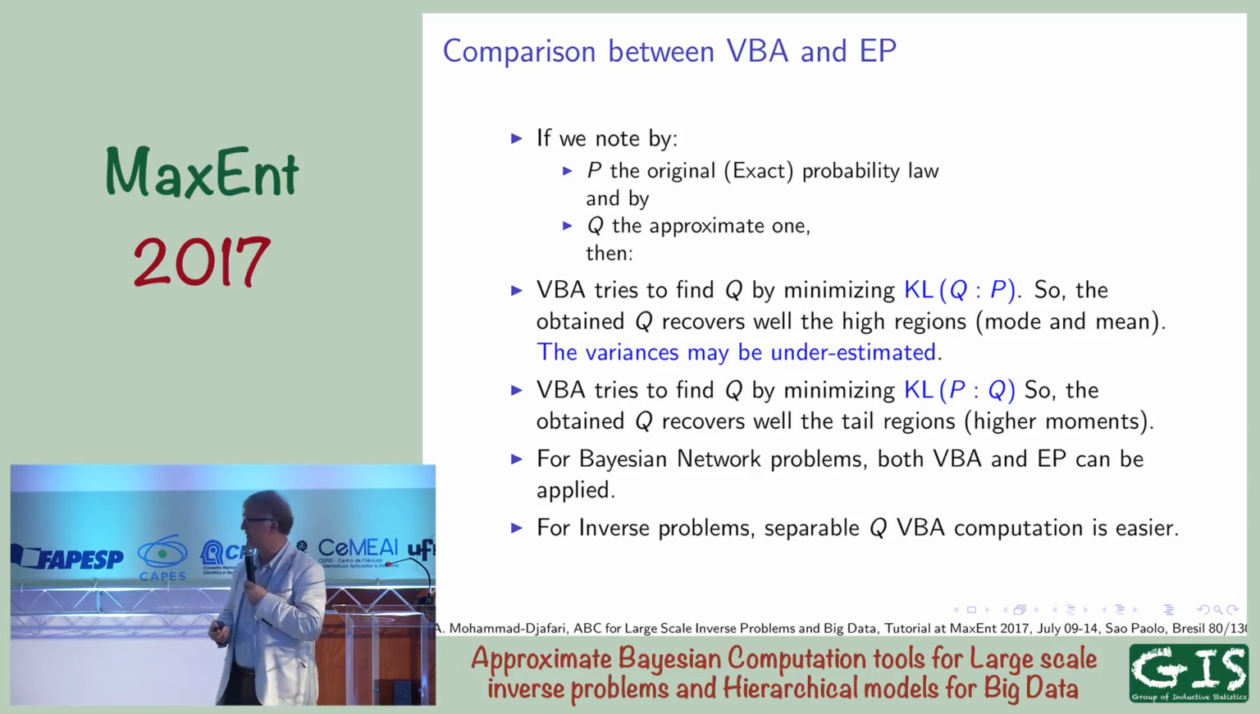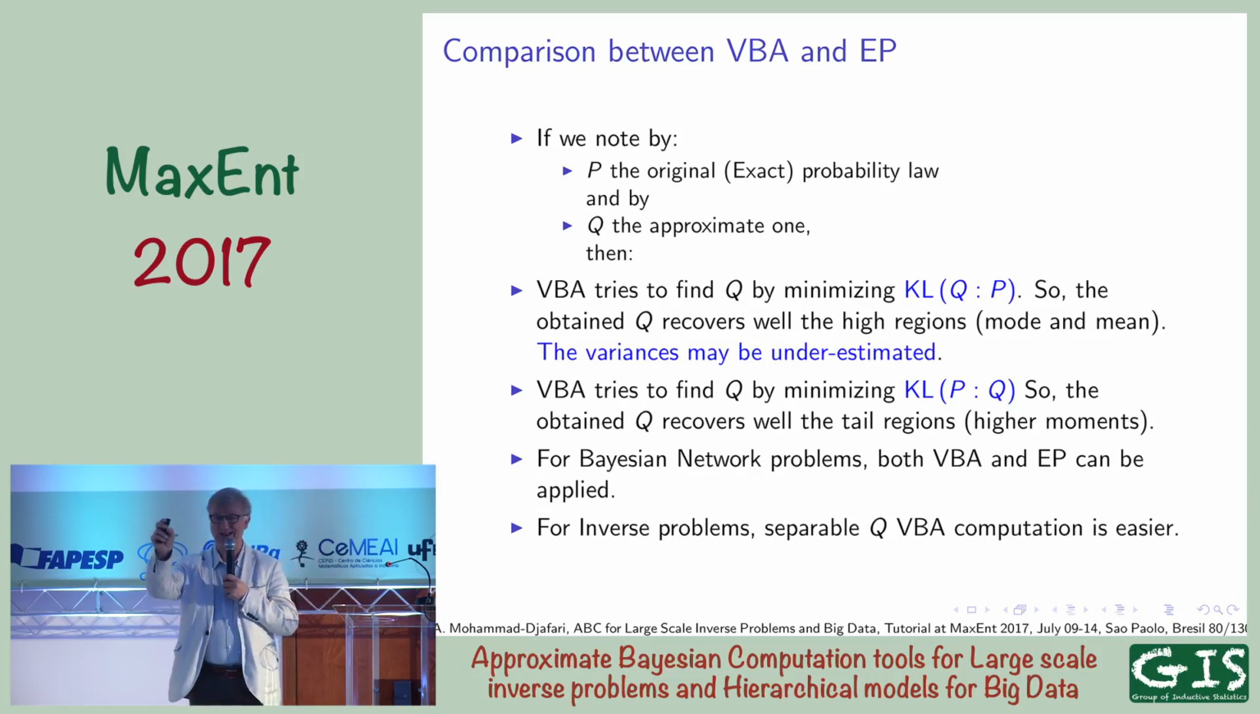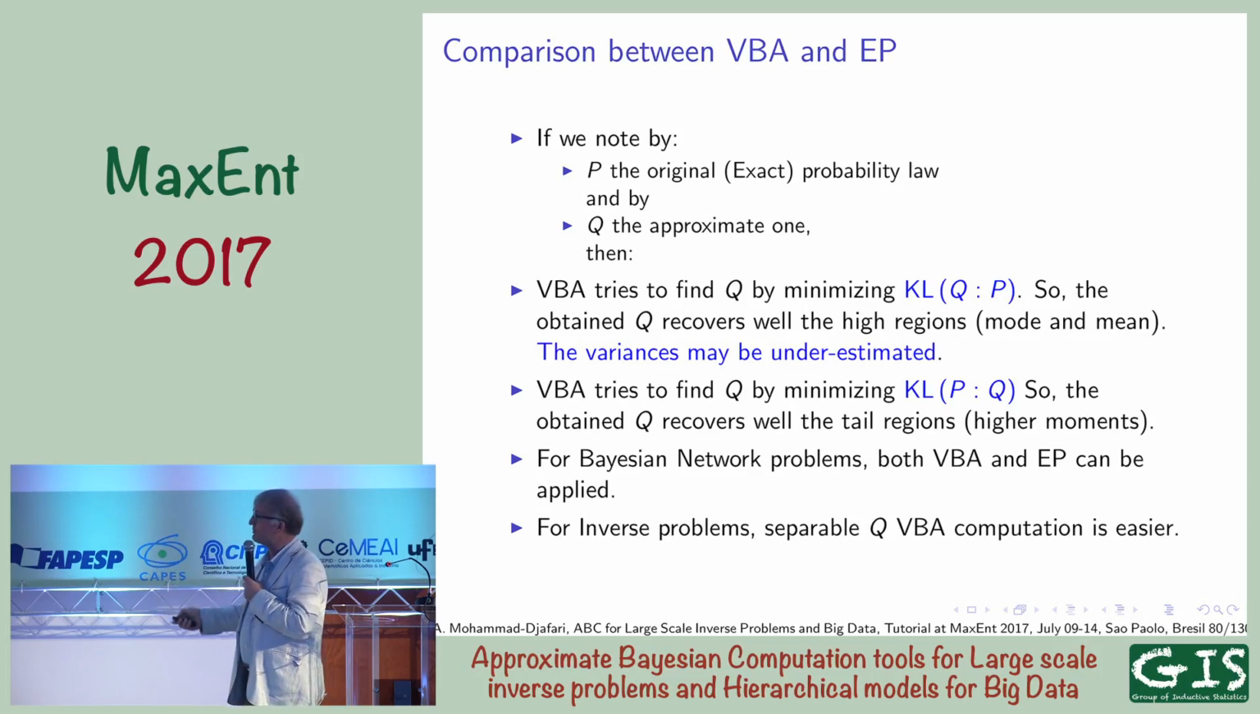the domain of application. In Bayesian networks, each node is related to a few number of children or parents. So both methods can be applied, and due to the fact that this expectation propagation gives more accurate estimates of the higher moments, in Bayesian networks, EP has been used more often.